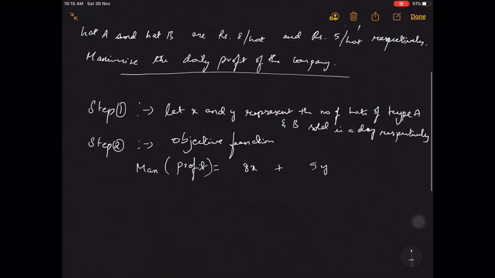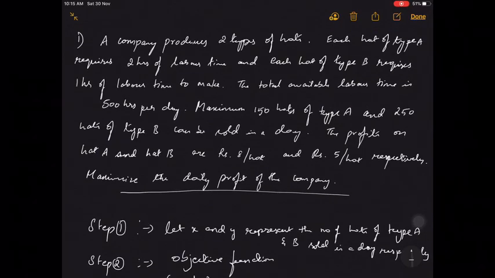Now, coming to step 3, that is, subject to constraints. Now this is where we write our conditions. We have so many conditions in the question, so let's go one by one. A company produces two types of hats. Each hat of type A requires 2 hours of labor time. That is, to make one hat of type A you need 2 hours of labor time, and to make one hat of type B you need 1 hour of labor time.